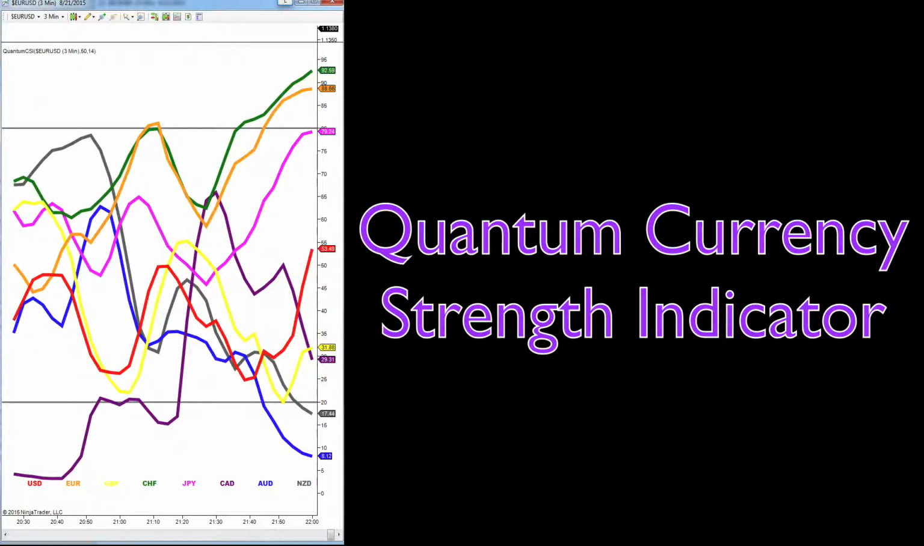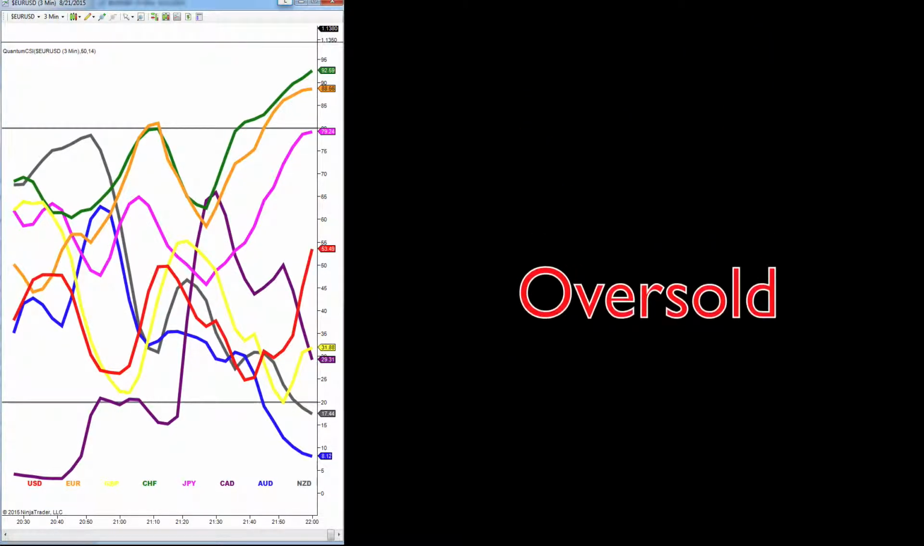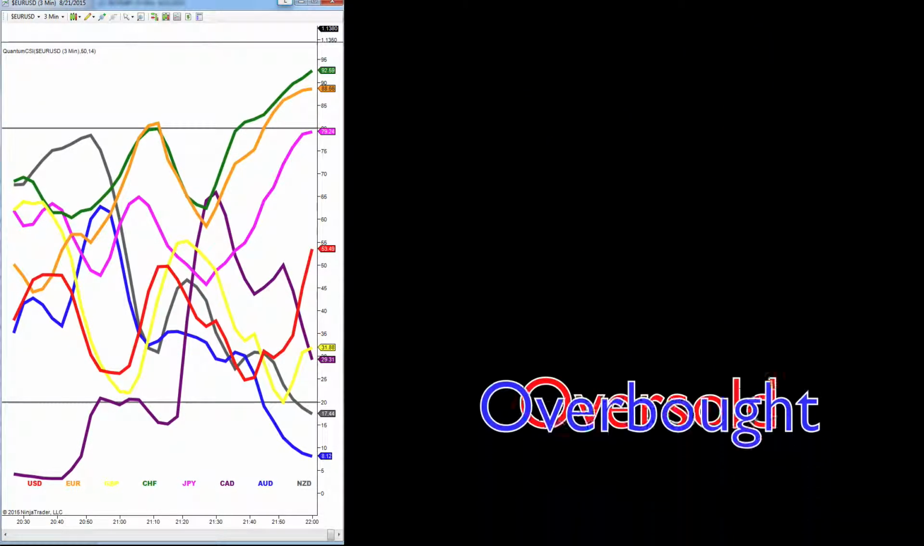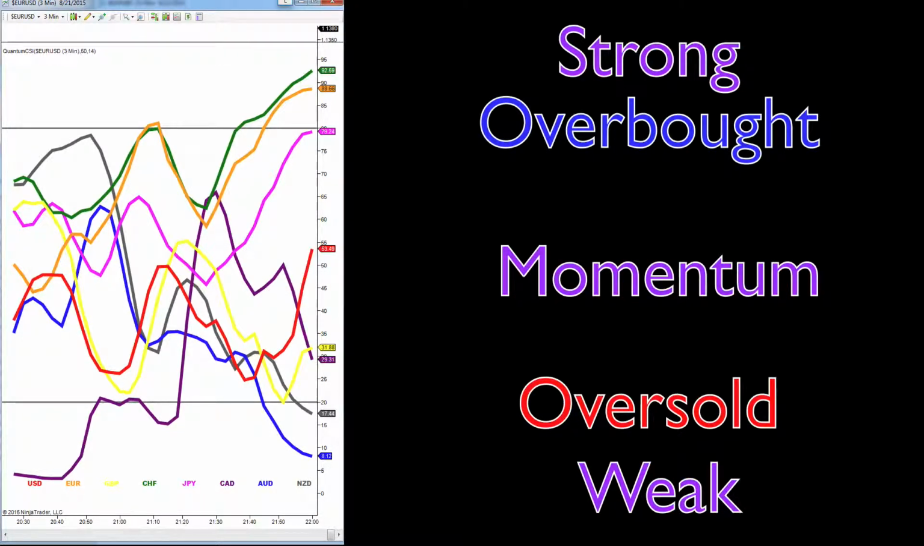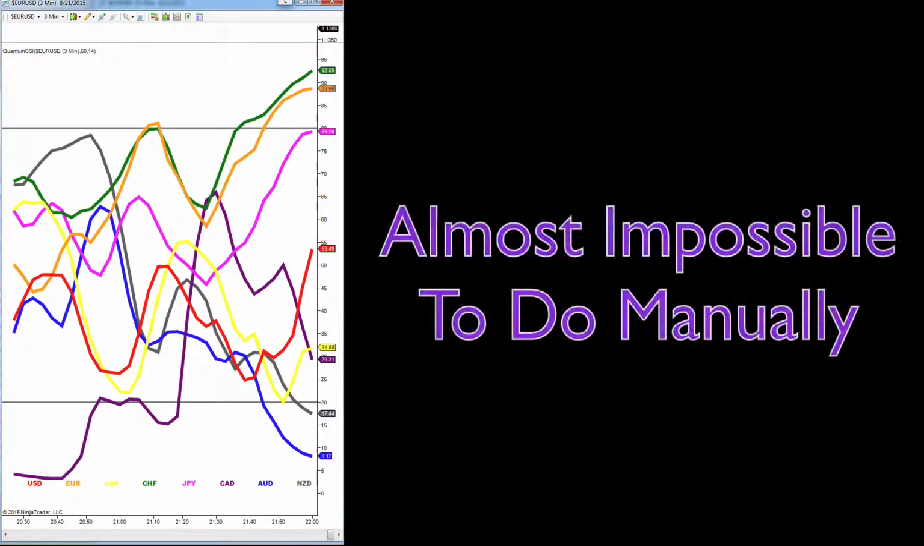If there's only one indicator you ever buy for trading Forex, this has to be it. Your success as a Forex trader depends on being able to identify when a currency or currency pair is oversold or overbought. In other words, if it's strong or weak, rising or falling, and in addition, the momentum behind every trend. It's this concept which lies at the heart of Forex trading. Without the quantum currency strength indicator, it's almost impossible.